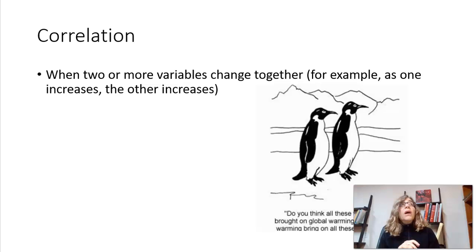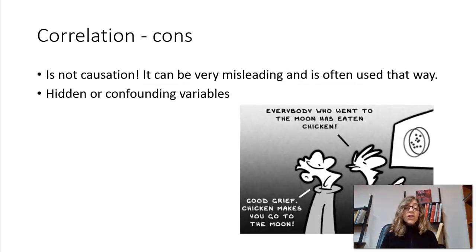Sometimes they go in different directions. So let's say as you work more, so your working goes up, your grades go down, right? So you get the idea. So the variables are related to one another. As one changes, the other changes. But what we have to remember, and this is really important, is that correlation is not causation.